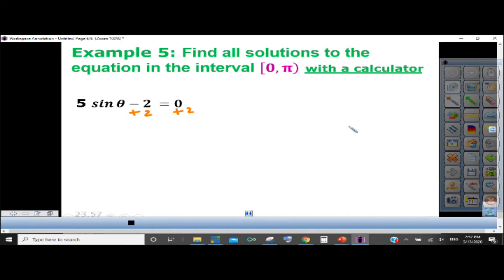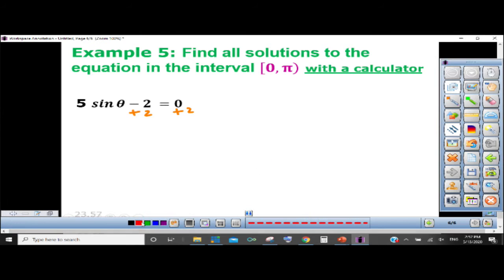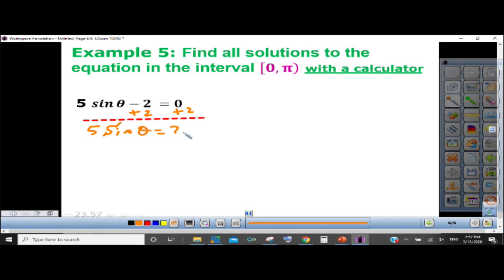Let me give myself more room here. I have 5 sine theta equals 2. So obviously I'm going to divide both sides by 5. And that's going to give me, the 5s are going to go away, 5 by 5. And that's going to give you sine theta is 2/5. And obviously you have to use a calculator for this one.